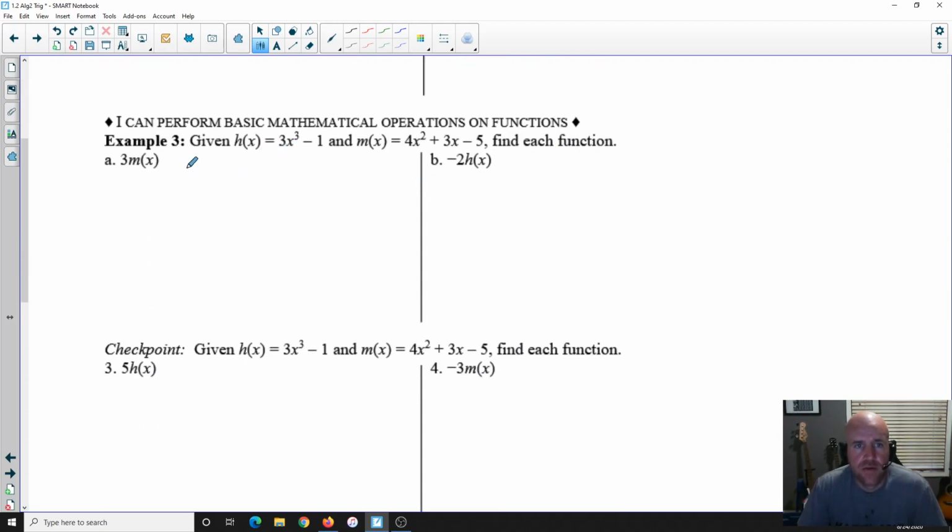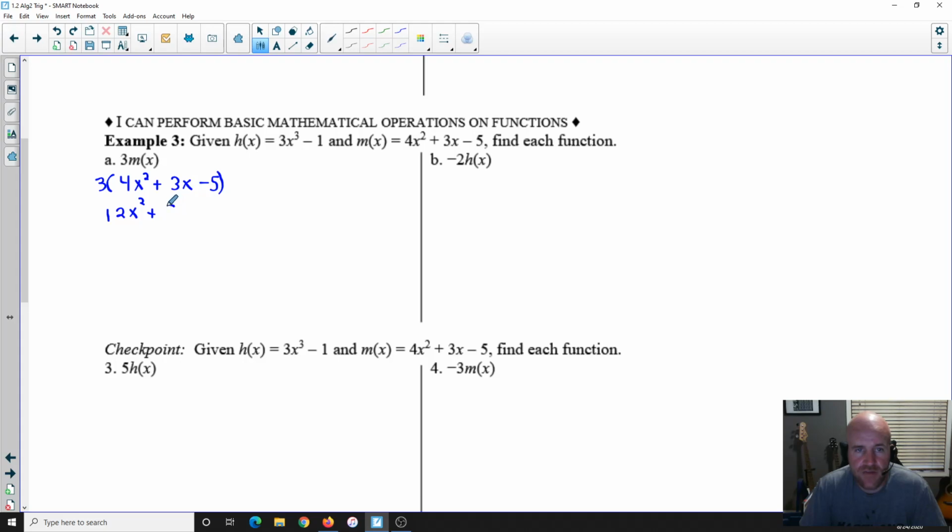Example 3. We want to multiply a function by a scalar multiplier. So this 3 out front, we're multiplying to m of x. So we look at what m of x is, and we are multiplying. And again, you might skip this step, but just to start, I'm going to write it. So 3 times the entire function, m. I'm going to put m in parentheses anytime I multiply, because I want to make sure I distribute and hit all my terms. Once we multiply 3 in, we're going to get 12x squared.